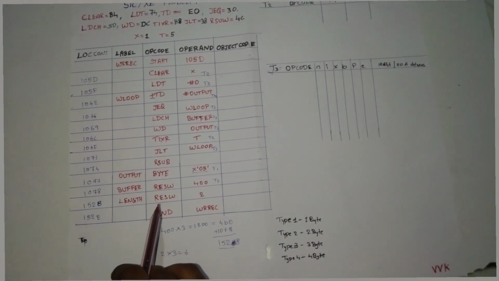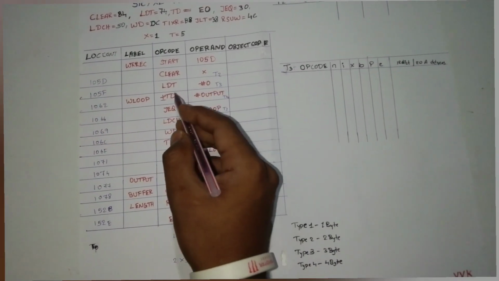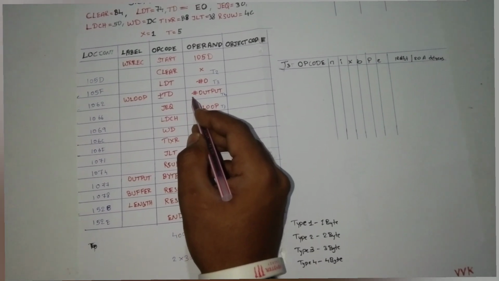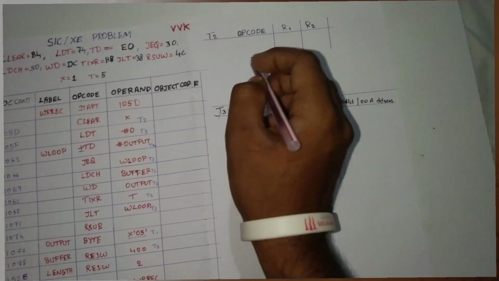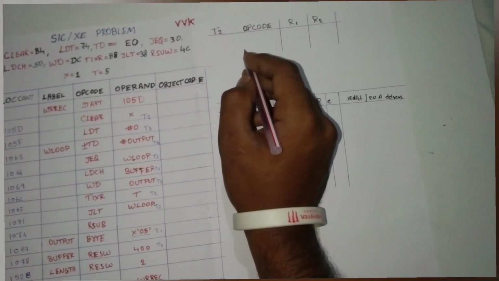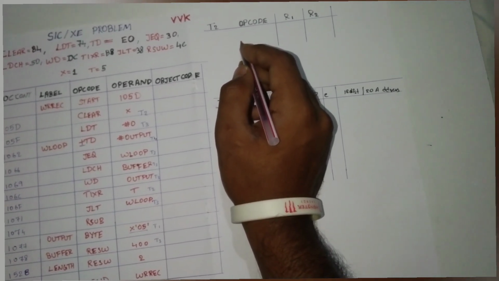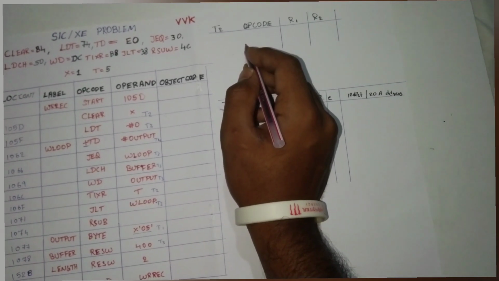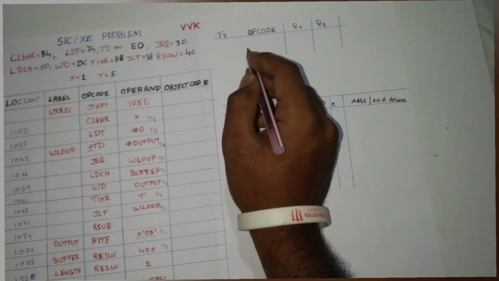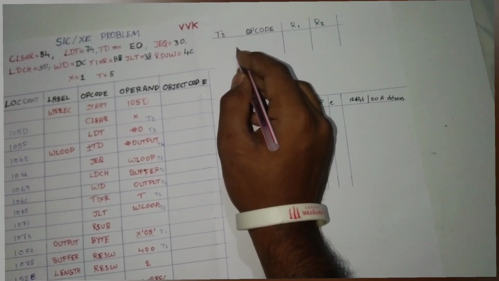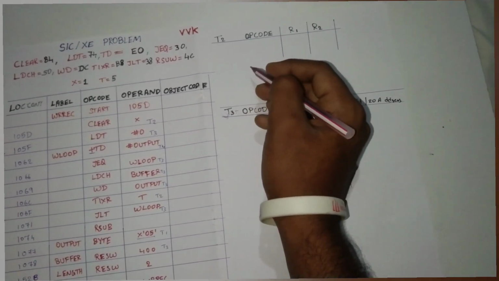Now we are moving on to finding the object code for the given instructions. The first instruction is of type 2. For type 2 we are using this type of opcode format. Here we have to take the first 8 bits of the opcode in binary value. The first one is CLEAR.